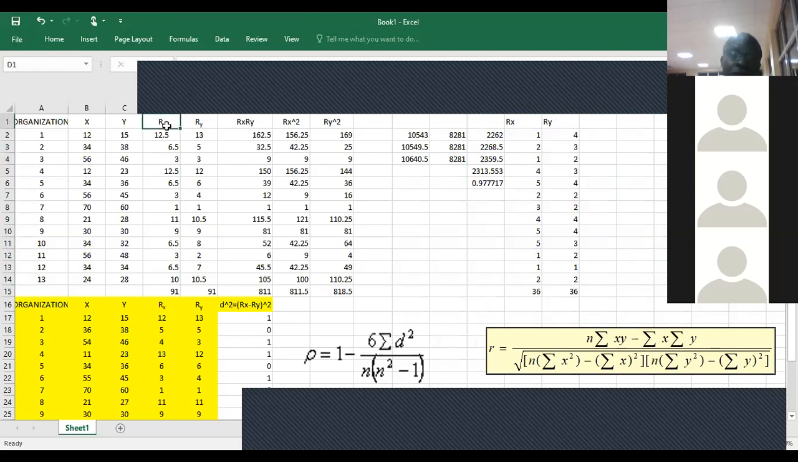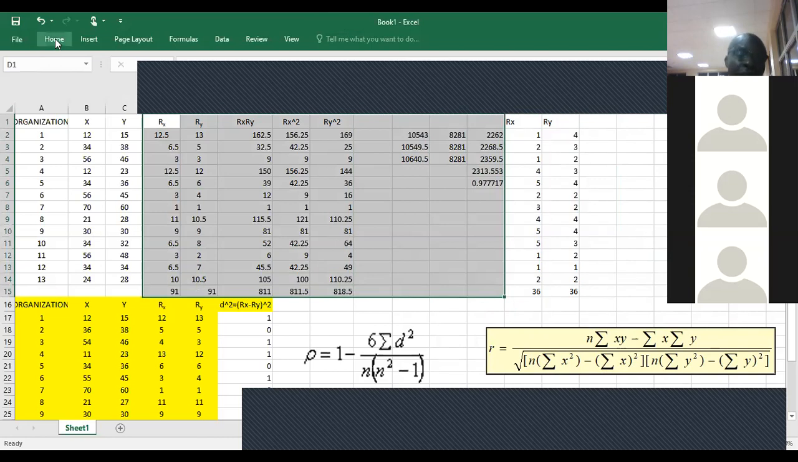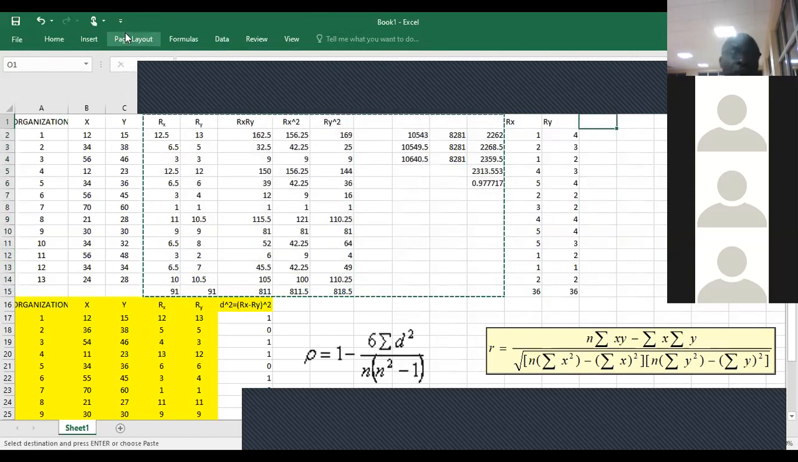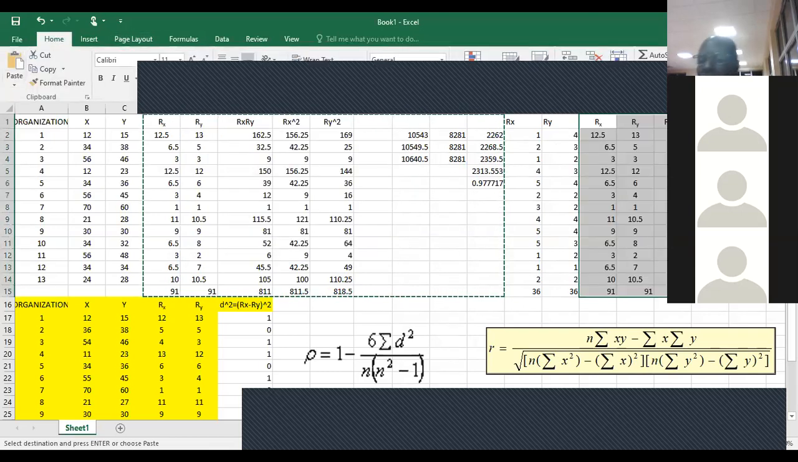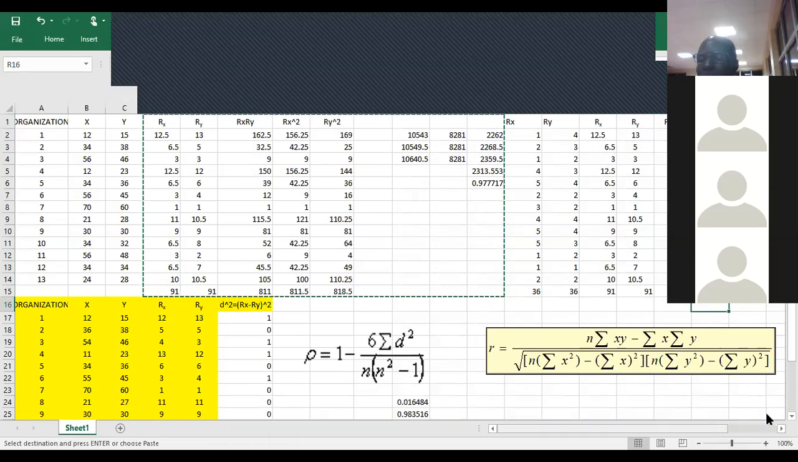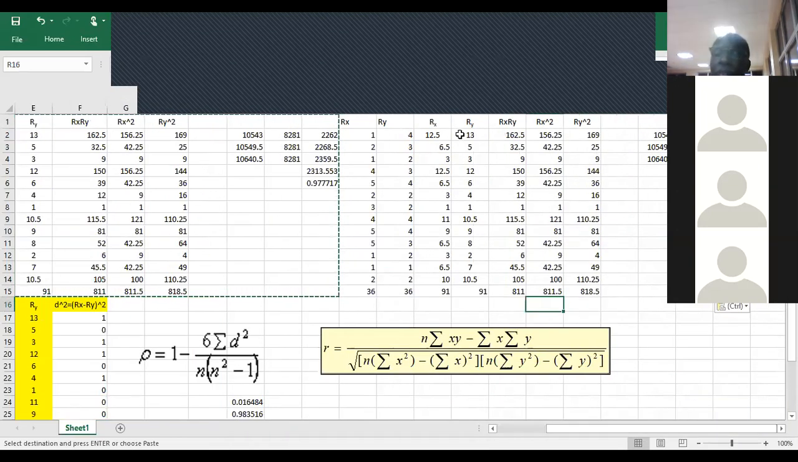I copy this here, everywhere, and I paste it here, and I paste it here, paste it there, and then I come across here. So these are my values.